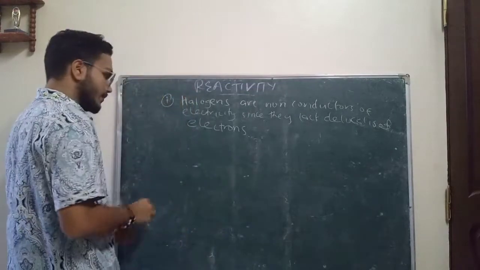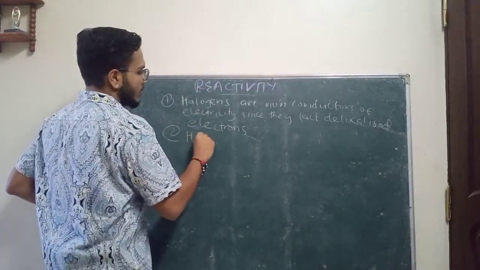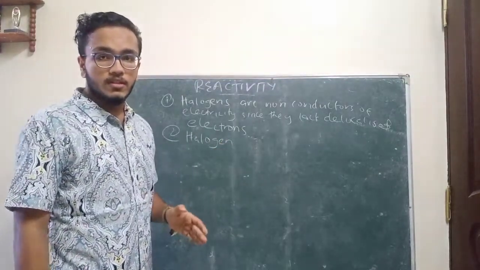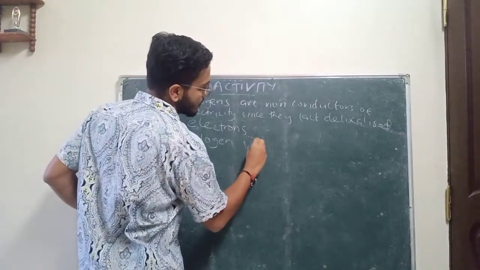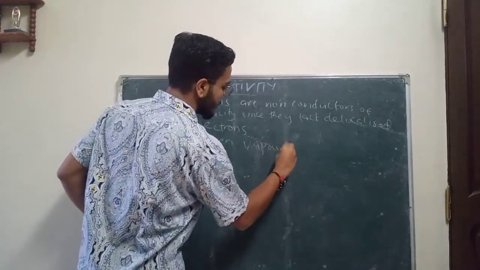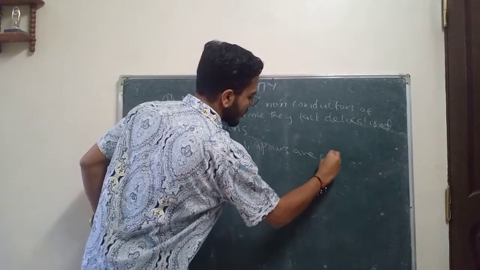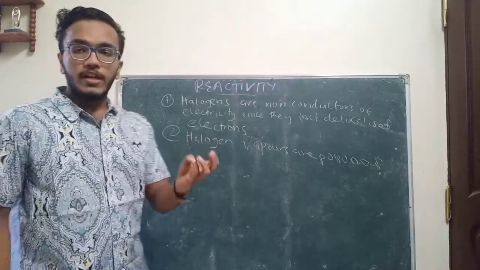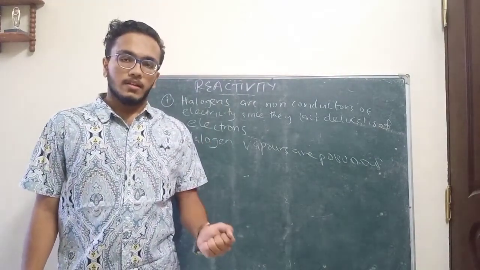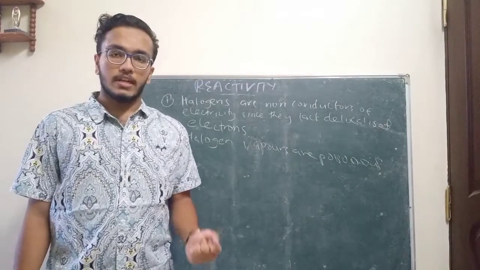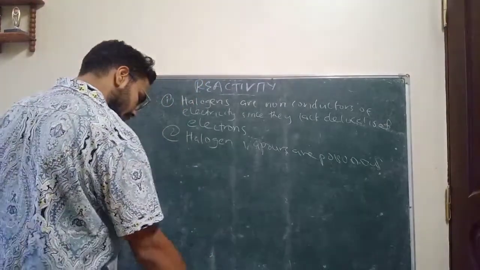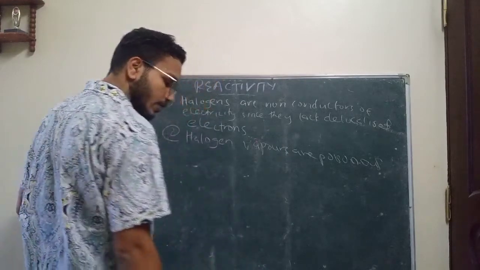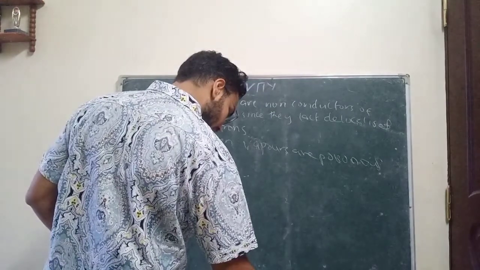And secondly, halogen vapors are poisonous. Chlorine gas, when inhaled in a high amount, can be poisonous to the human body, and so is fluorine. And as I already told you, fluorine and chlorine are gases at room temperature. Bromine is a brown liquid at room temperature, and iodine is a black solid at room temperature. Fluorine is yellow in color, chlorine is green, bromine brown, and iodine is black.